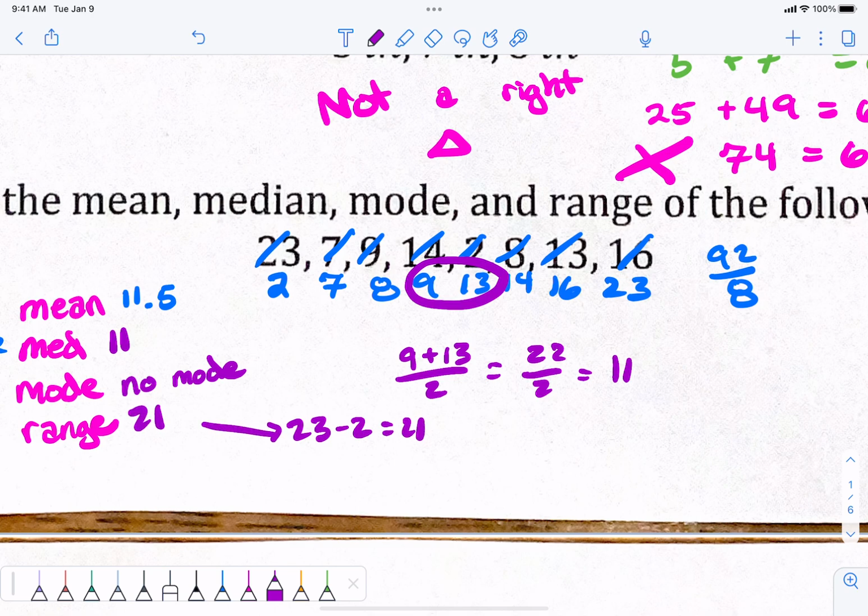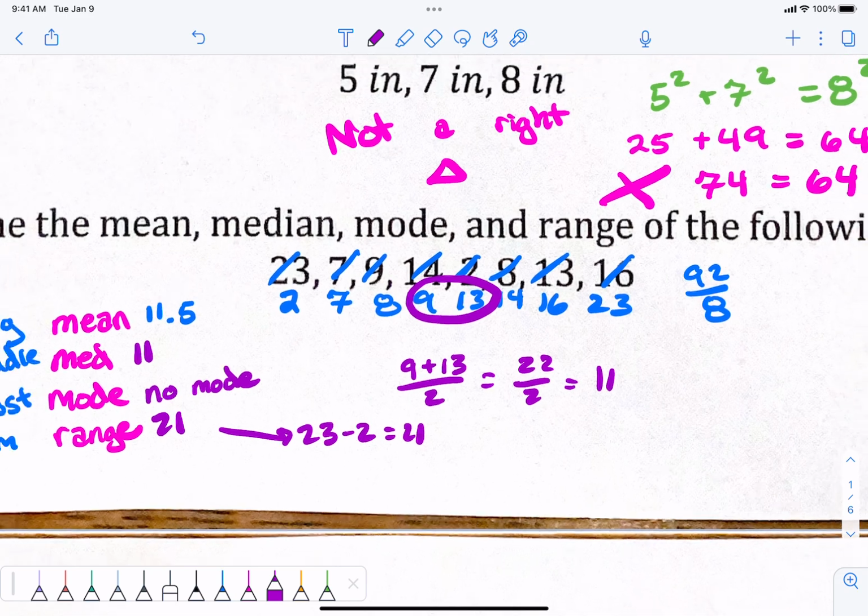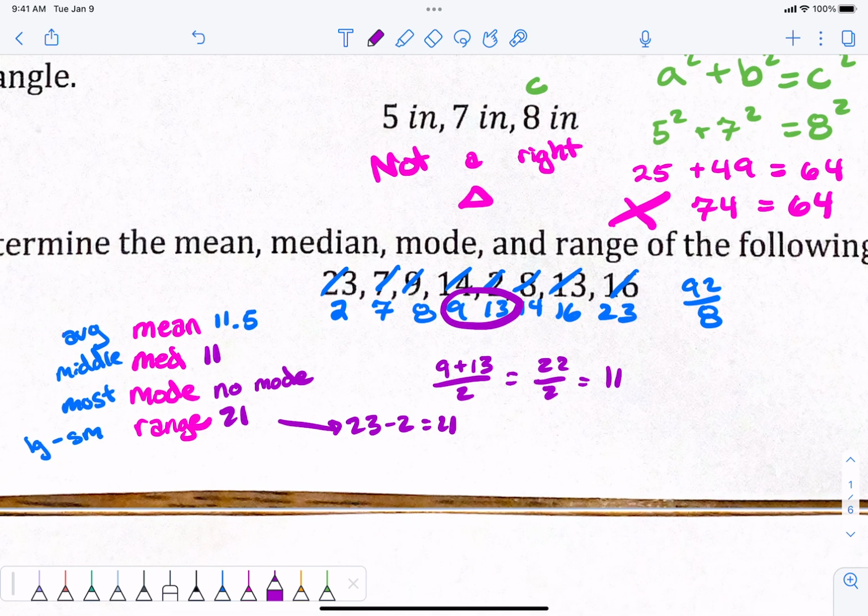What do you mean there isn't a mode? There's no mode. There's no number that occurs more than once. Is that the range? That's the range. Wait, why did we subtract it? Because it's talking about the range, the biggest value minus the smallest value. That's the range. Okay.